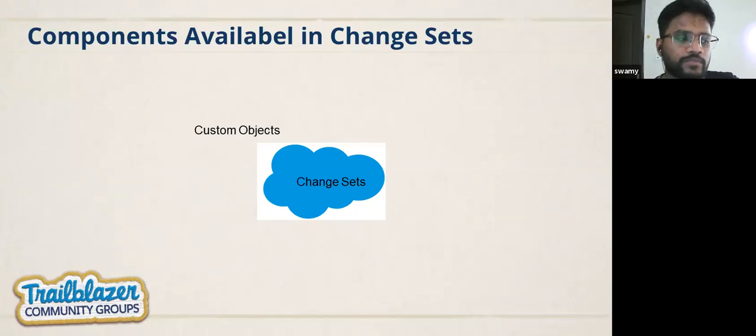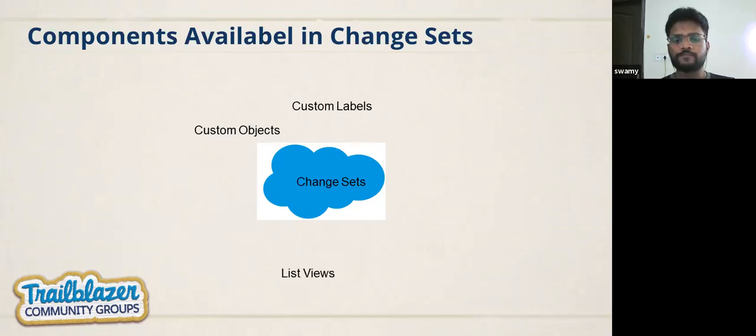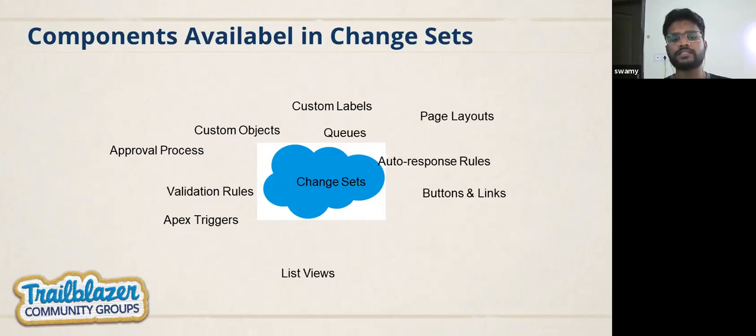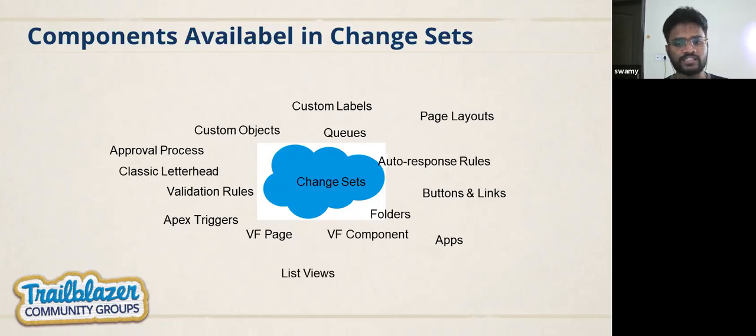So I will give the name Sprint 1, then I'll choose the custom objects and add all the custom objects, and then custom labels as well, list views, Apex triggers, approval processes, auto response rules, queues, page layouts, buttons and links, validation rules, apps, custom applications that we build, Visualforce pages, Visualforce components, Apex classes, folders, reports, triggers. All of these we can send through change sets.